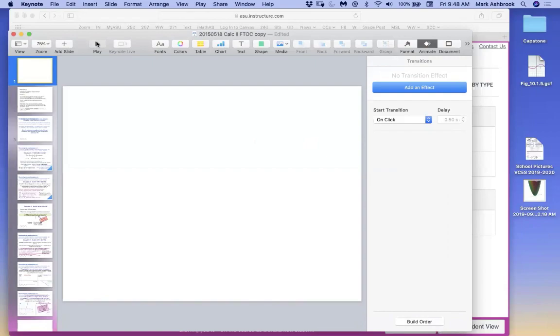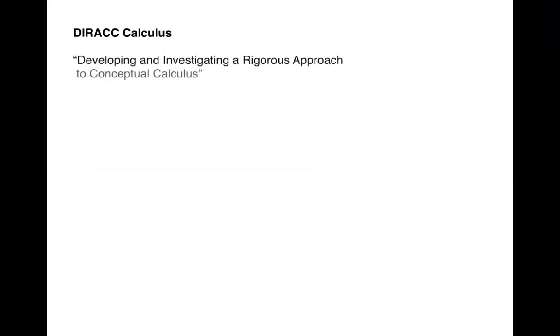Here we go. So the first thing I want to talk about is this particular calculus that we're delivering to you here is called ROC calculus, and that stands for Developing and Investigating a Rigorous Approach to Conceptual Calculus. Okay, so for those of you who are coming from high school calculus, or you did not have direct calculus here at ASU, this course may feel different to you, and so I just want to prepare you for that.